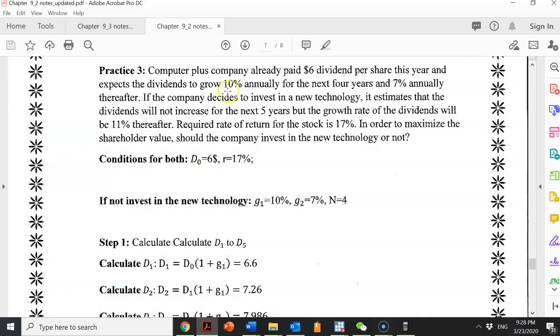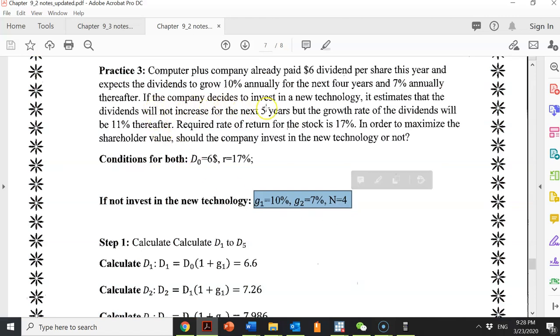We expect dividends to grow 10% annually for the next 4 years. Okay, so G1 equals 10% for 4 years. And after that, we have 7% growth as G2. Okay, and our N equals 4 here.